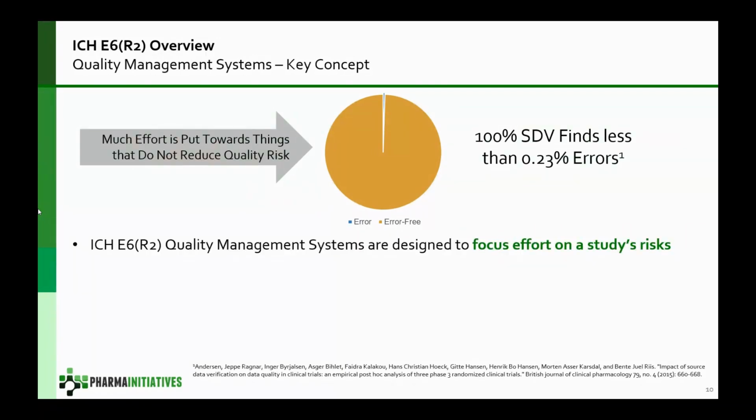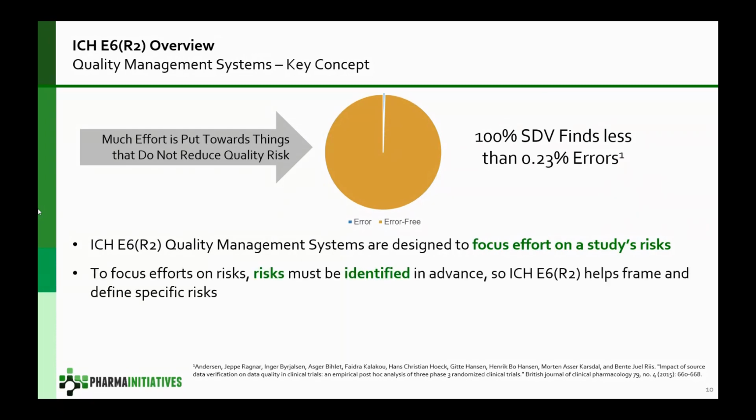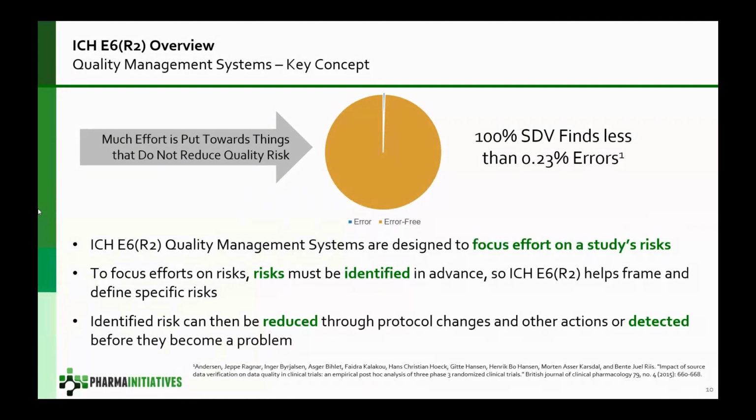And so the whole concept of quality management system is to focus our effort where we're at risk, not just everywhere, but where there's the most risk. And in order to do that, you have to know what your risks are. And so you have to identify those risks in advance. And you have to figure out which of those risks you're going to pay attention to. And only then can you figure out how you can reduce those risks and manage those risks effectively. So that's really the whole concept that underpins the quality management side of E6R2, and that drives philosophically this effort.